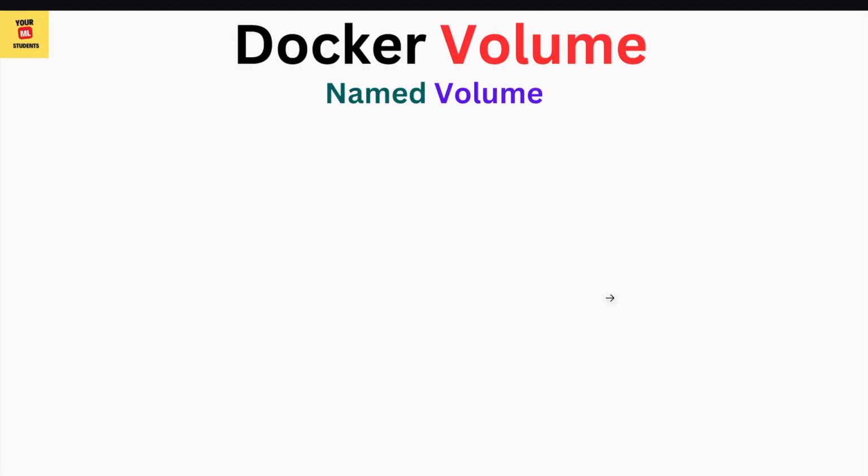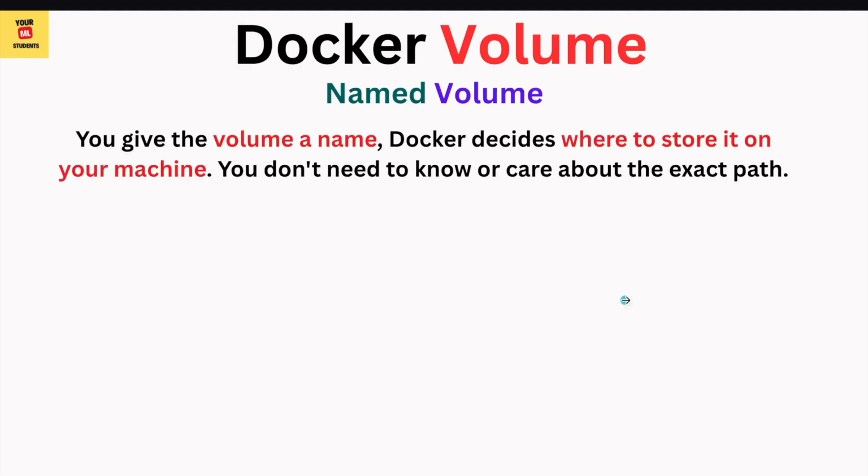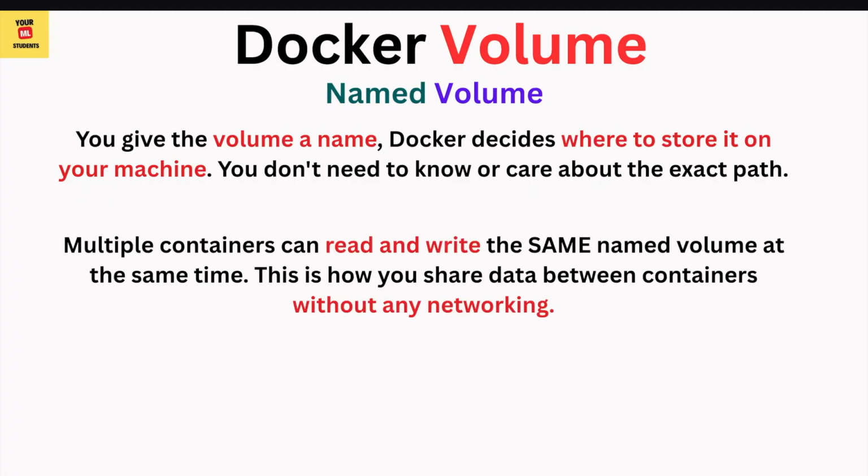Okay, now let's talk about named volume in a more detailed manner. You give the volume a name, and Docker decides where to store it on your machine. So you just have to give a name and it will store it on your laptop. You don't need to know or care about the exact path. Multiple containers can read and write the same named volume at the same time.